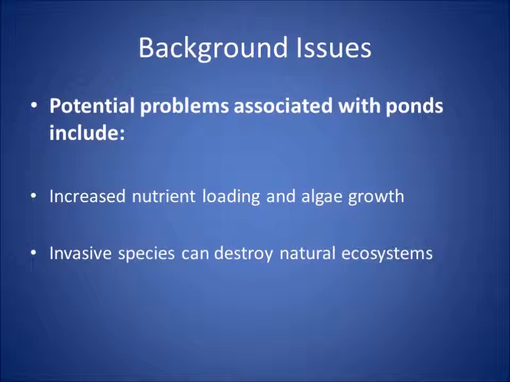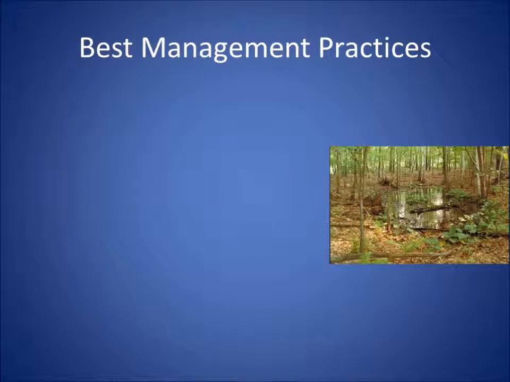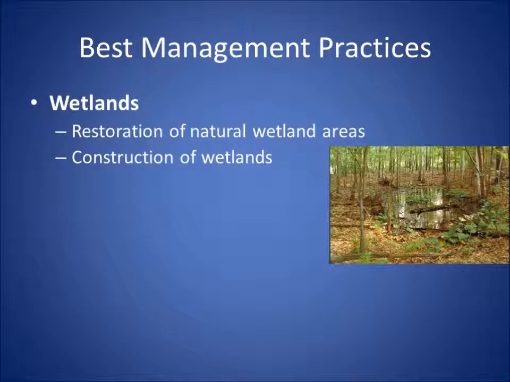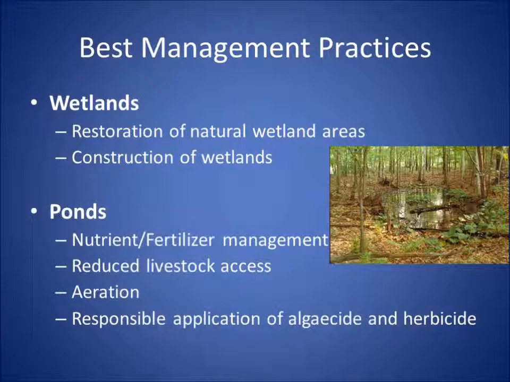Each pond or lake has its own sub-watershed, and by properly managing these areas, water quality throughout the entire watershed will be drastically improved. Some negative impacts on ponds include nutrient overload, algae, and invasive species that could be both plants and animals. Best management practices for wetlands include the restoration of natural wetlands and the construction of new wetland areas.